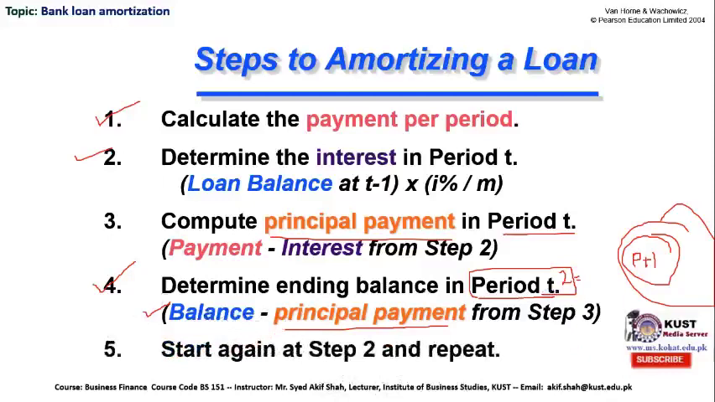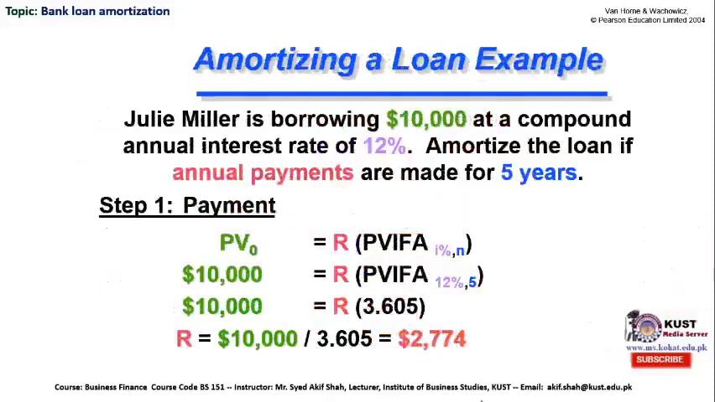And the final step is to start again at step number 2 if there are years to go to pay out the remaining balance, which is 5 years of loan in this case. So we need to start from step number 2 three more times in order to amortize the loan completely. Dear student, let's see how to perform these 5 steps.